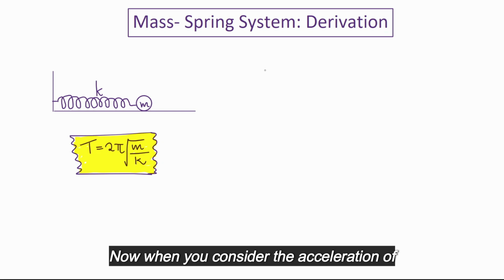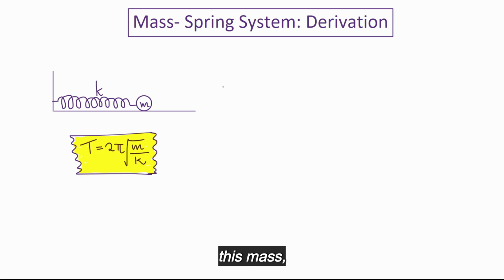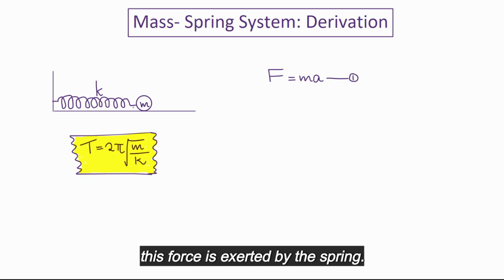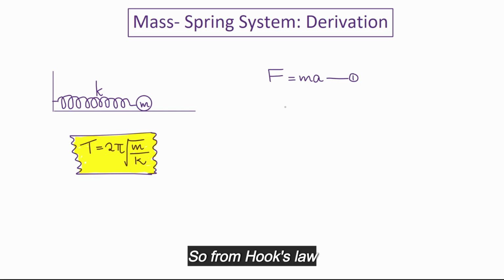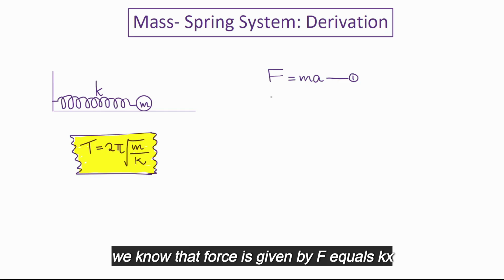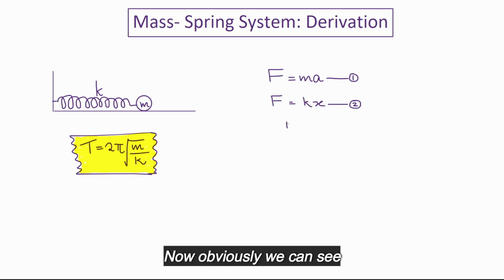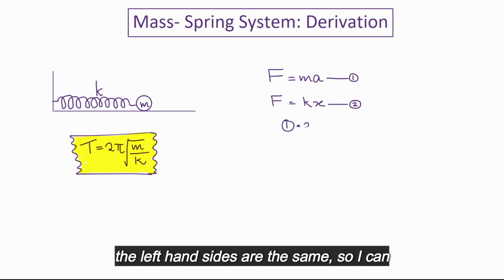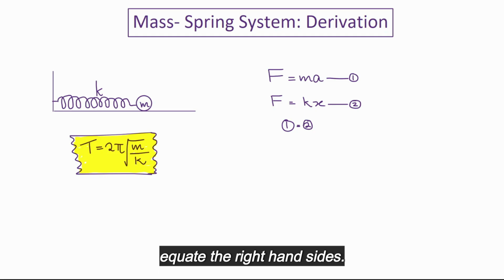Now, when you consider the acceleration of this mass, we can write the formula F = ma. But we know this force is exerted by the spring. So from Hooke's law, we know that force is given by F = kx. Now obviously the left hand sides are the same, so I can equate the right hand sides. So we can write kx = ma.